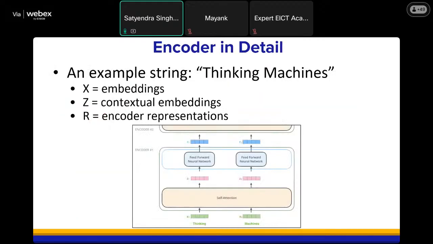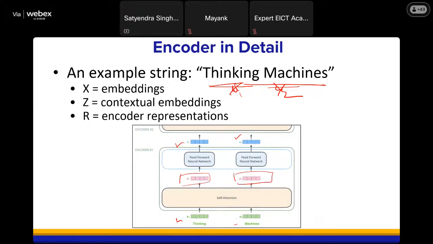So to understand how it works, starting from the encoder side, consider an example of thinking machines. This is our sentence, the smallest sentence having two words only, W1, W2, or you can call it X1 or X2. Each word in that sentence can be taken as an input embedding, thinking and machines, and passed to the self-attention network that gives you the contextual embedding. And when we pass this contextual embedding to the feed-forward network, you get the representation of that word.